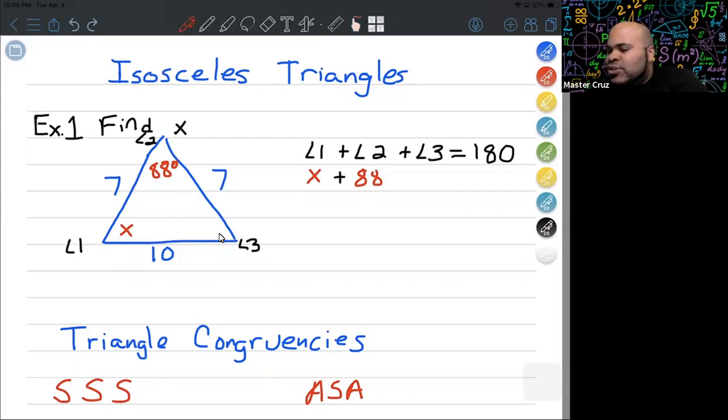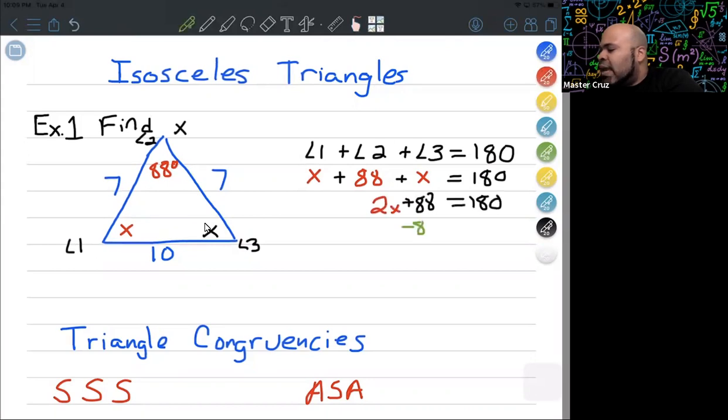So by definition, this angle, angle 3, is the same as angle 1 because this is an isosceles triangle. So therefore, I could say plus x equals 180. So whatever this angle is as well, they're congruent. And at this point, I could just combine like terms, right? So x plus x is 2x, 2x plus 88 equals 180.